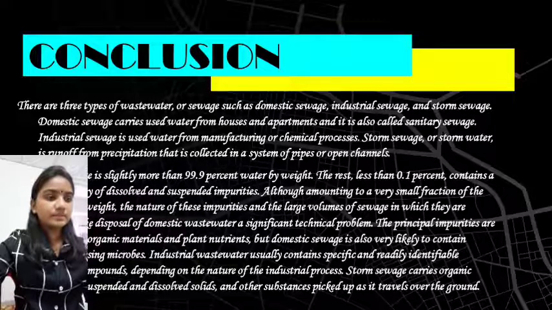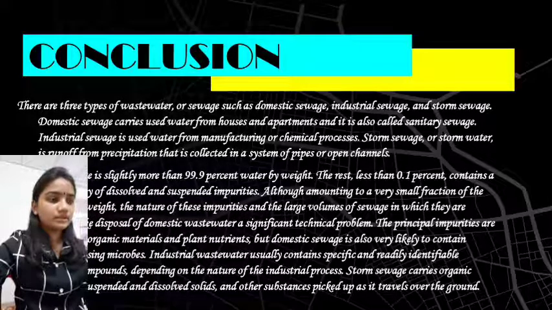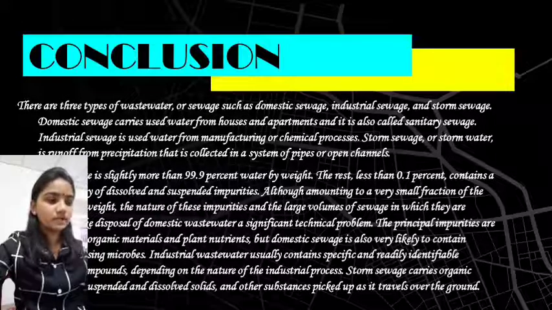Domestic sewage is slightly more than 99.9% water by weight. The rest, less than 0.1%, contains a wide variety of dissolved and suspended impurities. Although amounting to a very small fraction of the sewage by weight, the nature of these impurities and the large volumes of sewage in which they are carried make disposal of domestic wastewater a significant technical problem. The principal impurities are putrescible organic materials and plant nutrients, but domestic sewage is also very likely to contain disease-causing microbes.